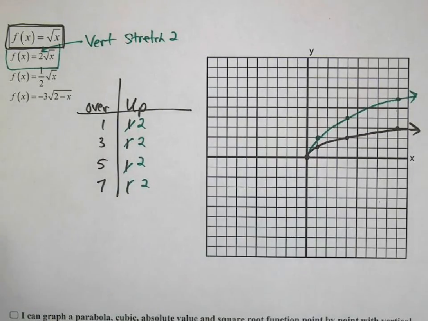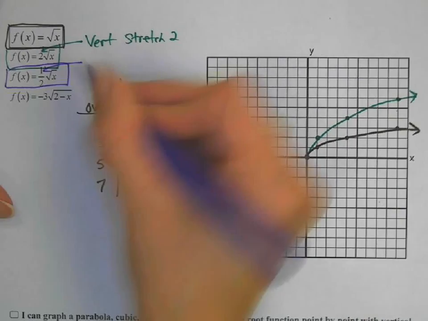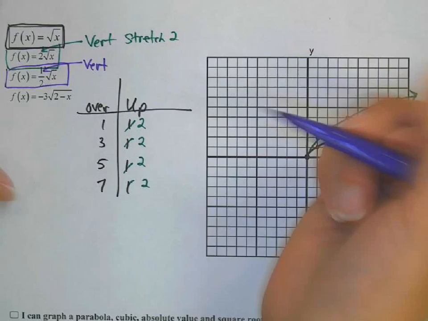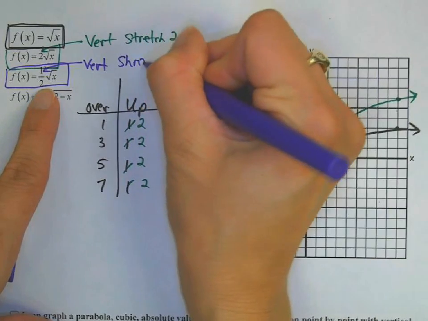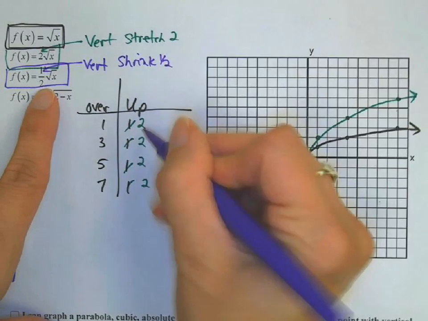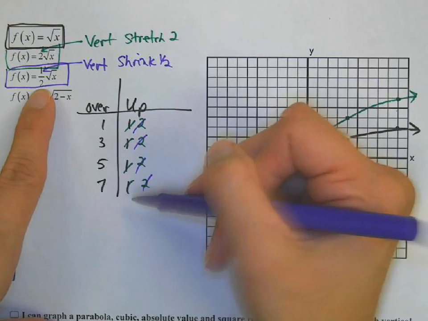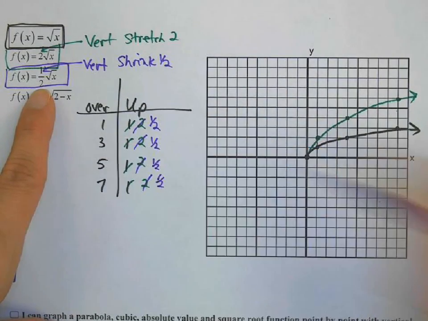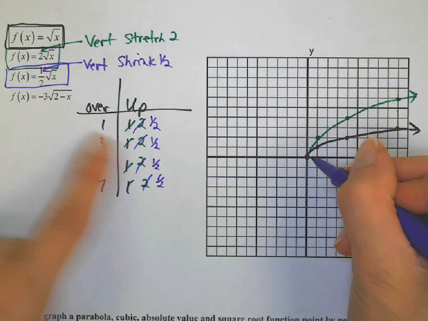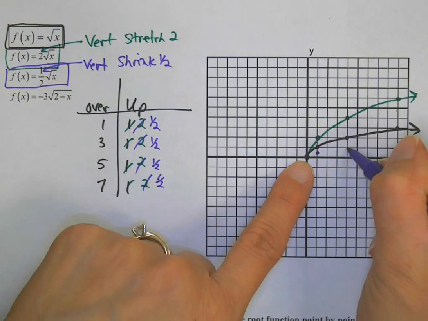Very nice. Next example, I see a 1/2 out in front. Out in front means vertical. Is that a stretch or a shrink? That's a shrink. That's a shrink in half. So cross those out. All of your 1s, all of your ups are going to be a half. Okay, so we go over 1 up a half, over 3 up a half.